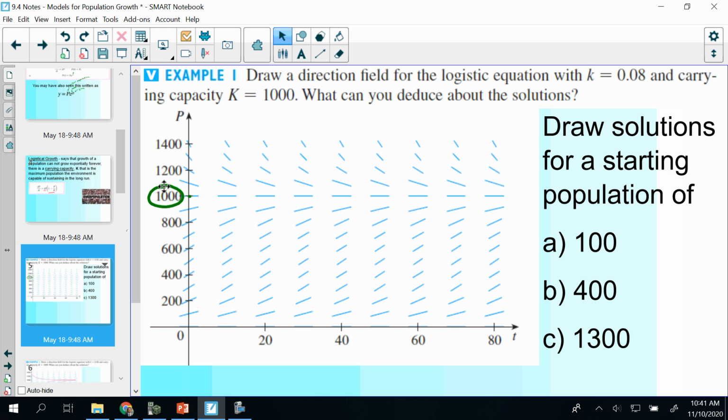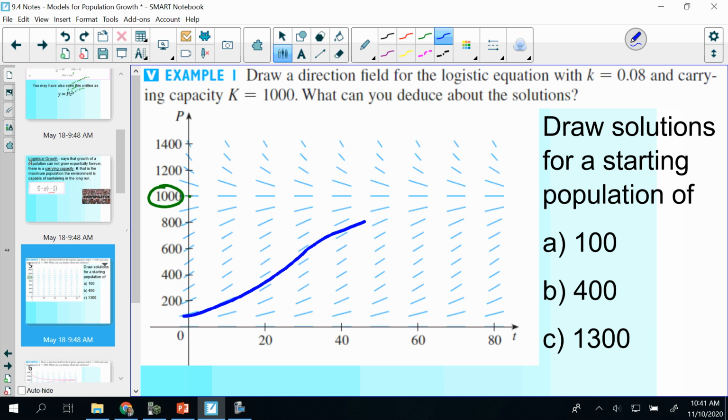What they want us to do is draw solutions for these other populations. So what if we started at 100? So if we start at 100 down here, following the directional field, we're growing exponentially here, but now somewhere around here, it looks like we start leveling out and our directional field is not growing as fast anymore, and we would end up going towards that 1,000 carrying capacity.